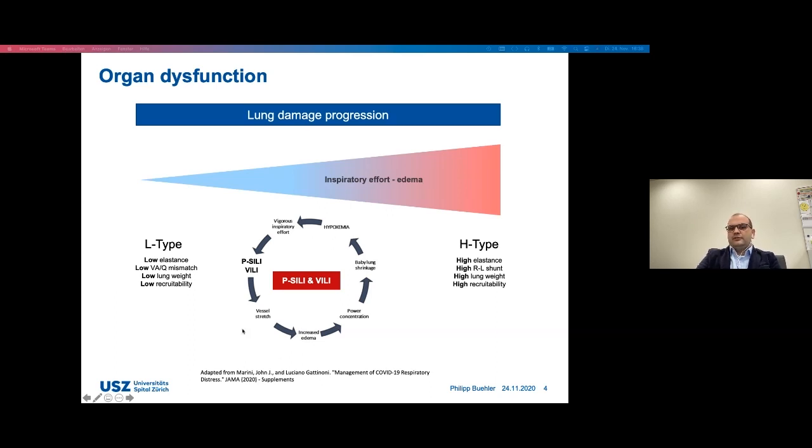In our experience, vicious cycles can be reduced or broken by the right intervention at the right time. For example, recompensation with high flow, perhaps with non-invasive ventilation, or with the right time point for intubation and mechanical ventilation. This leads to a better outcome by allowing patients to recompensate from the L-type to the H-type.